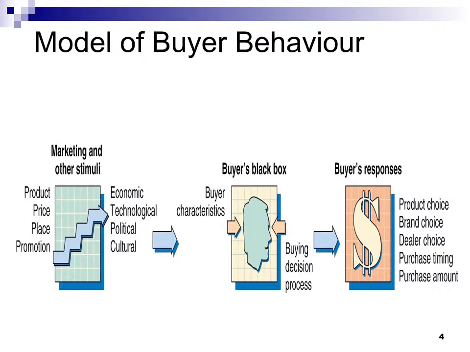On the left-hand side of this model, marketing and other stimuli, we have the basic 4 Ps: product, price, place and promotion, as the fundamental grounding of the buyer behavior model. Then this moves to almost like the PEST analysis: political, economic, technological, cultural, could be called social. And these stimuli, these issues, can influence and have an impact on how consumers will purchase a product.